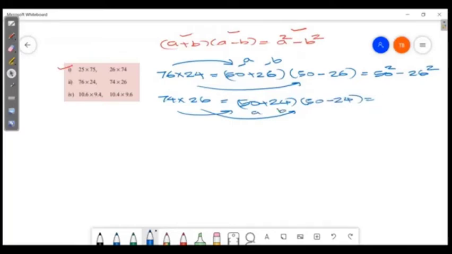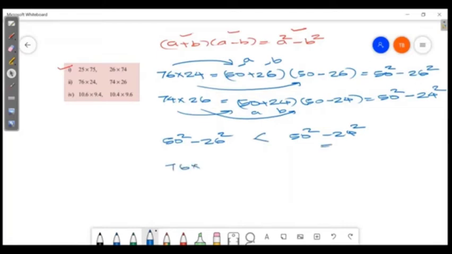Okay, here our a is 50 and b is 24. So we can use the identity a plus b into a minus b as a square minus b square. That is 50 square minus 24 square. Next is which is the larger product? 50 square minus 24 square or 50 square minus 26 square? 50 square minus 24 square is larger than 50 square minus 26 square. So the larger product is 74 into 26.